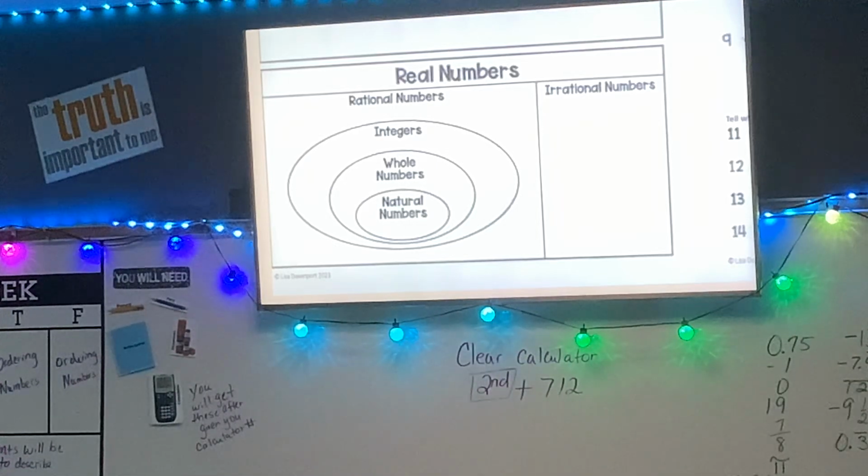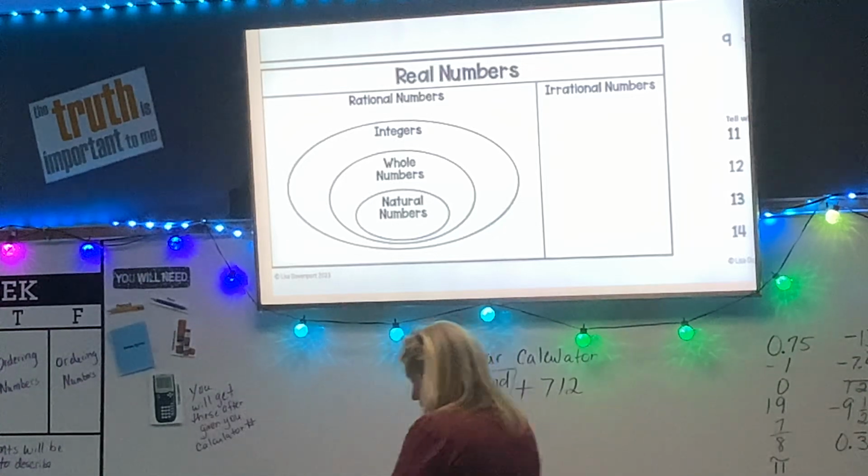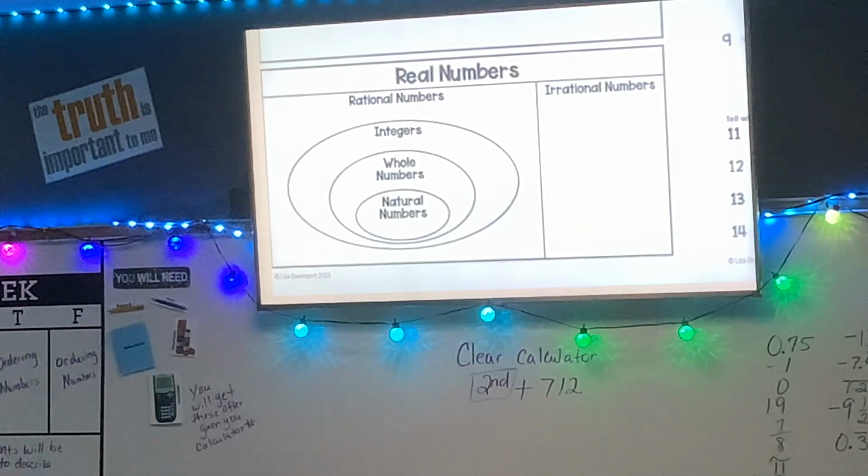Okay, so where did you put 0.75? Rational. Remember, decimals can only go in rational. Did we write that on our notes?